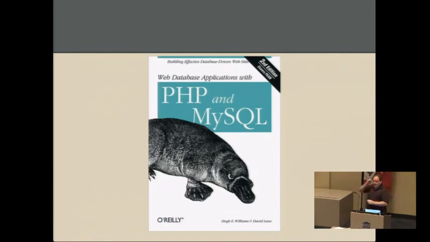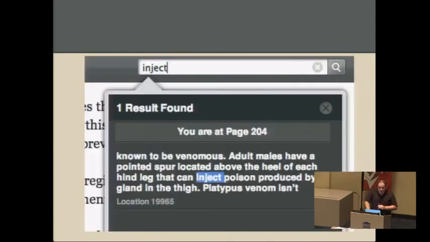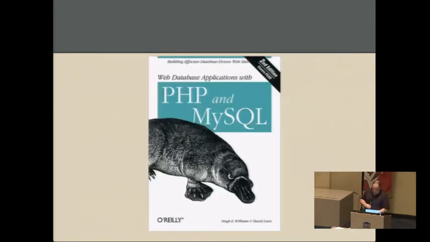Well, it's SQL injection. This is a common textbook, at least in the United States. If you go to college this year and take a class in database programming for websites, how to build a website, this is likely going to be the textbook that you use. So I went onto Amazon.com for the little Kindle reader, downloaded and purchased this textbook, and then did a search for injection. And I found one result. And it was about the picture on the cover, which is a platypus.